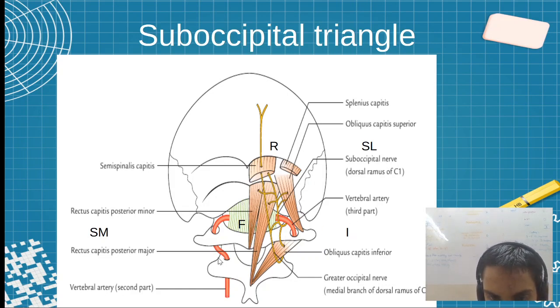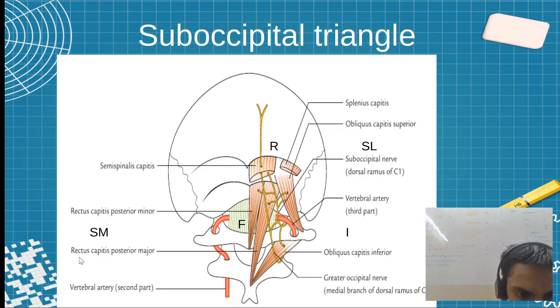And inferiorly we have the vertebral artery. You can see this vertebral artery. Along with that we have the obliquus capitis inferior. Remember, there are two obliquus capitis muscles, superior and inferior. The superior part is in the superolateral, the inferior part in the inferior. Along with the greater occipital nerve.